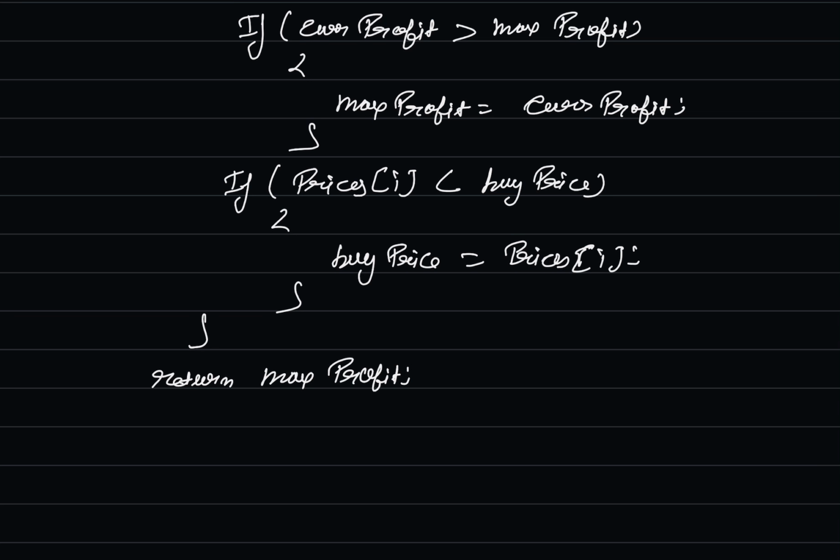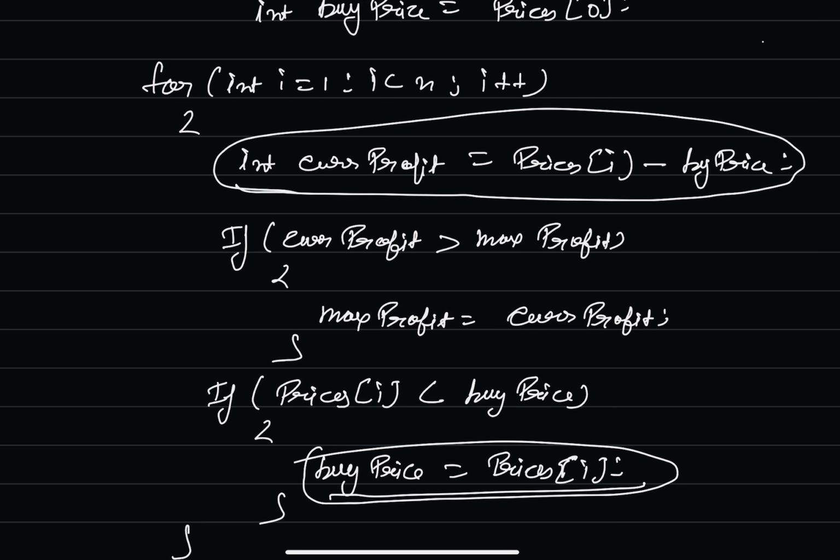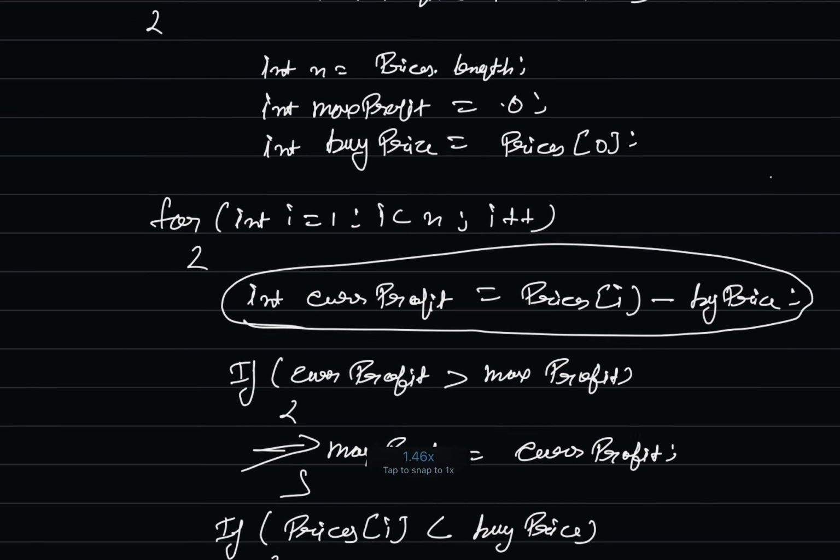So I am updating this buy price because I get a lower price of the stock. Always you need to buy the stock at the minimum price. So when you get the minimum price, you update your buy price using this line. And using this line you calculate the current profit, and if your current profit is greater than the maximum profit, then just update it. So this is your logic.